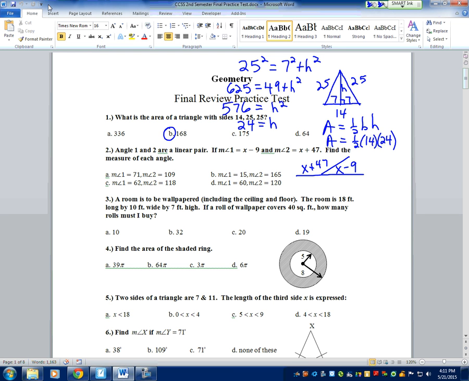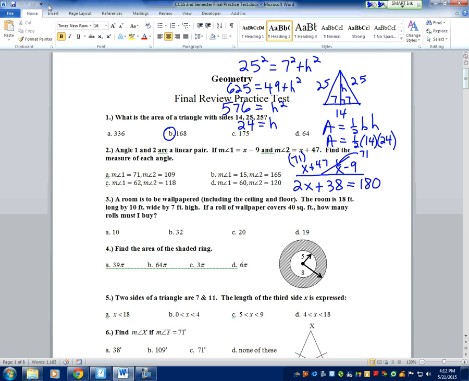And then what we're going to do is take those two angles. Remember this? 180 degrees. So we've got 2x plus 47 minus 9, which is 38, equals 180, and then we solve that for x. Subtract the 38 over, so that's going to be 142, and then divide by 2, 71.